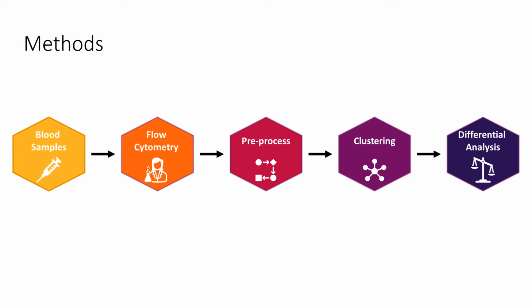After we perform the clustering, we test for a difference in the expression of GPR32 within each cluster between ALS and healthy controls, and then also between subpopulations of ALS.